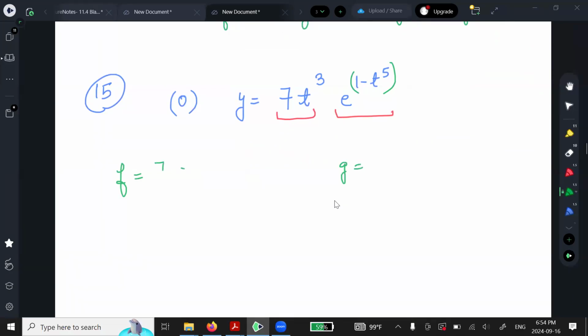So f is, all of you agree, that's the first function. G is, all of you agree, that's the second function, right? Anybody thinks differently? Anyone disagree? Okay, good. Now, what is f prime? Now, that's easy peasy. 21t squared. Now, here comes the real part.